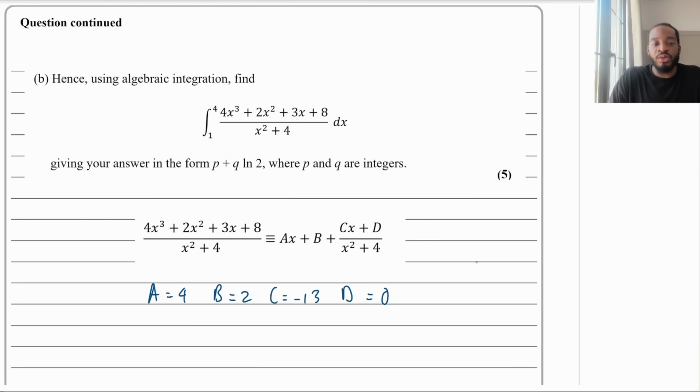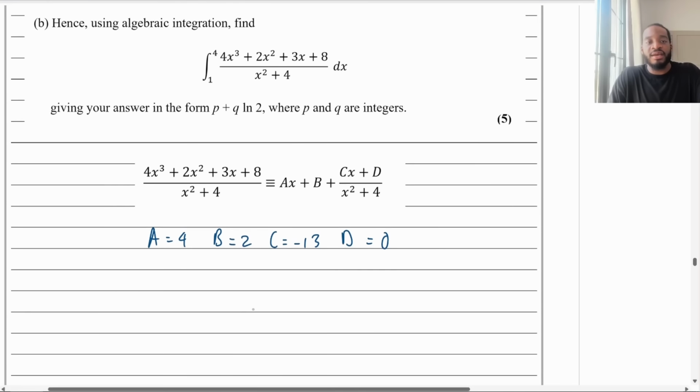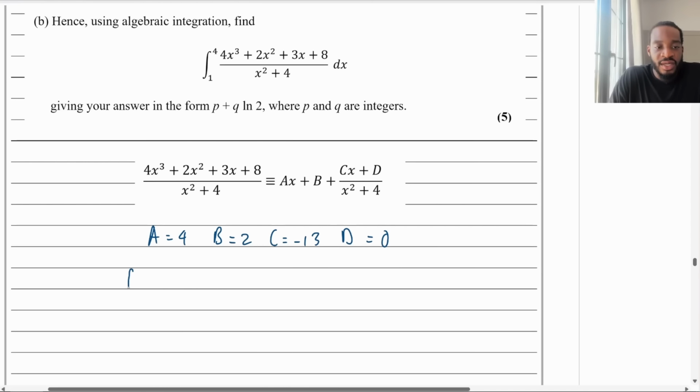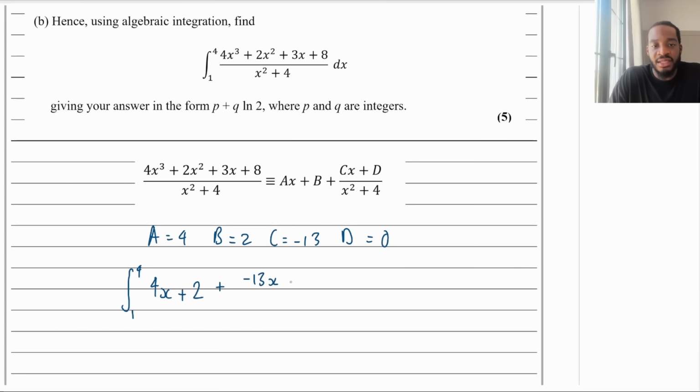So the first thing that I would do is, remember, these are the same thing. So I'm going to put these values in. So it's the same thing as, essentially, they're going to ask us to integrate between 1 and 4 of the right hand side, because it's the same thing. A is 4, so it'd be 4x plus b, which is going to be 2. So 4x plus 2. And then I've got plus, and then I've got minus 13x plus 0 over x squared plus 4.